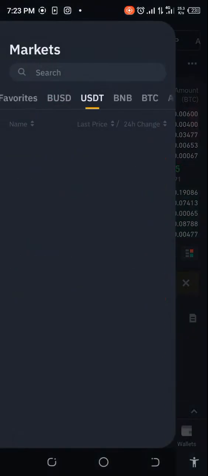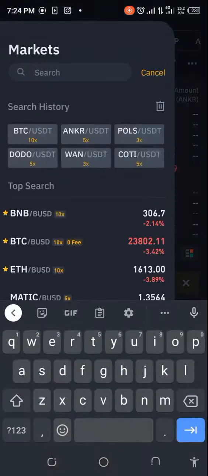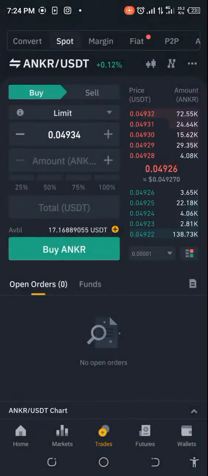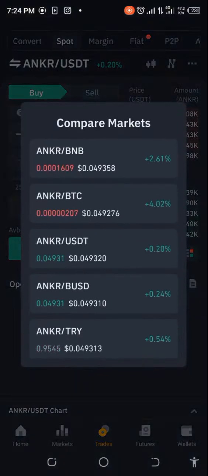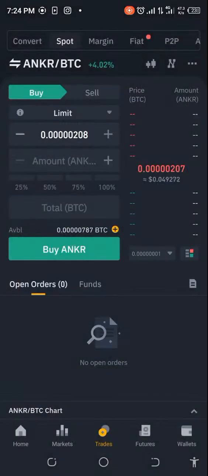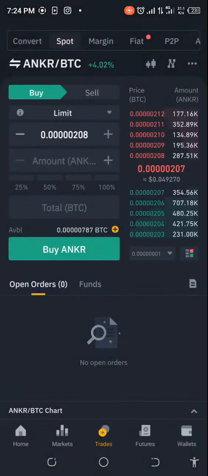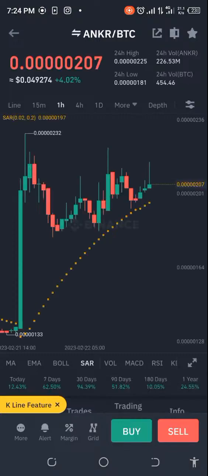Let's go and check on the BTC leg of this because this is ANKR. So let's go to the BTC leg of it and see exactly what happened. So we're going to look at the BTC side of things. Let's take a look at the charts so that you can understand exactly what went on.